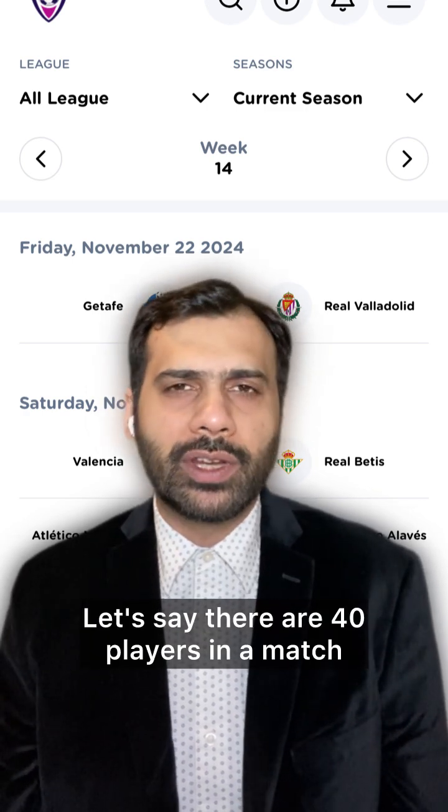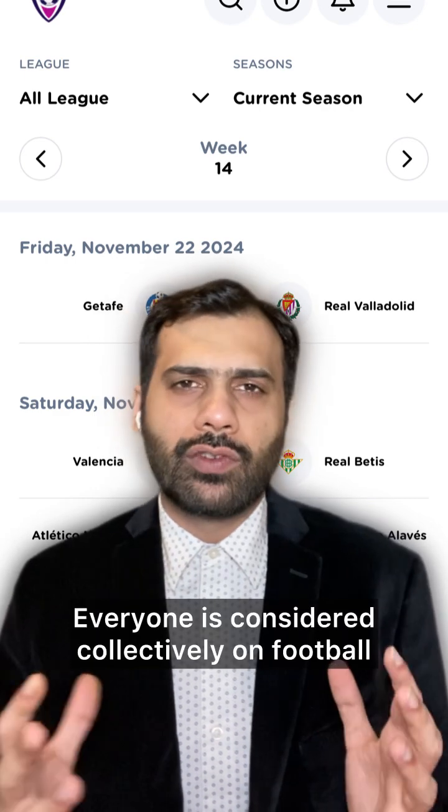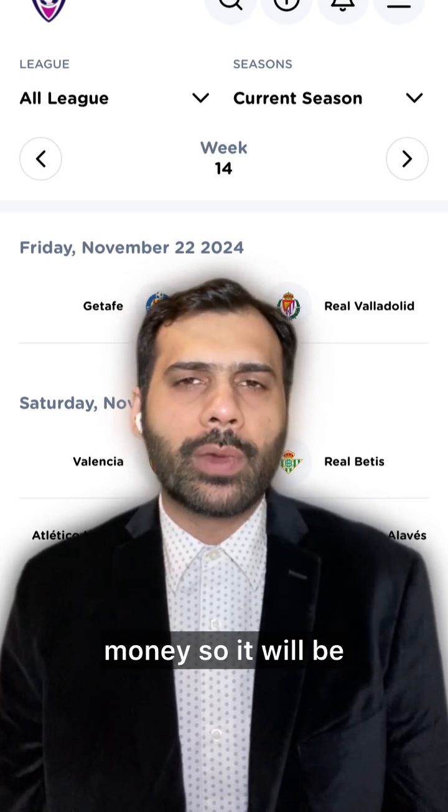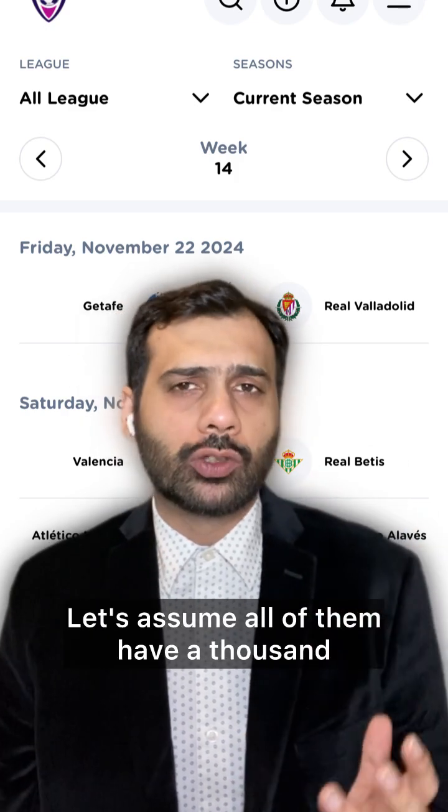Let's say there are 40 players in a match, which is 22 in the starting lineup and 18 on the bench. Everyone is considered collectively on Football Money. So let's assume all of them have 1,000 shares sold.